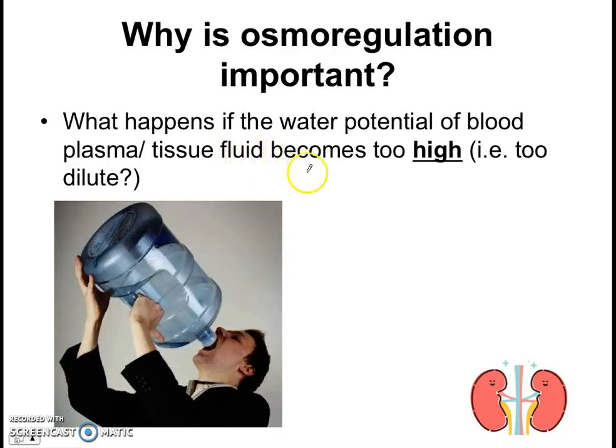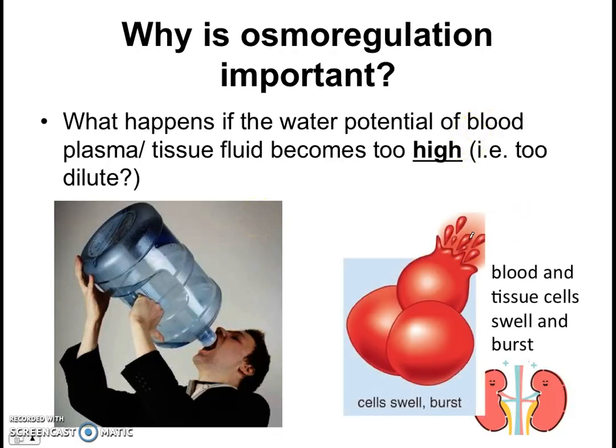Now, what happens if that becomes too high? Let's say after you drank a lot of water. Think back to your osmosis topic. What would happen to your cells? Hopefully you recall that if the water potential of the blood is too high, then it might cause your blood and tissue cells to swell and burst, because water would move in by osmosis, causing your cells to burst.